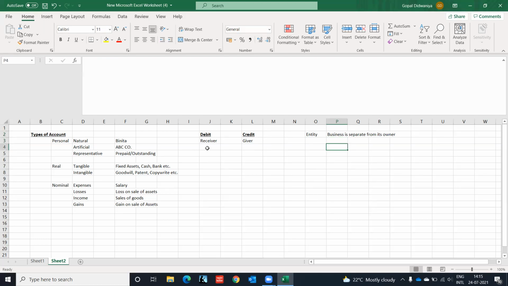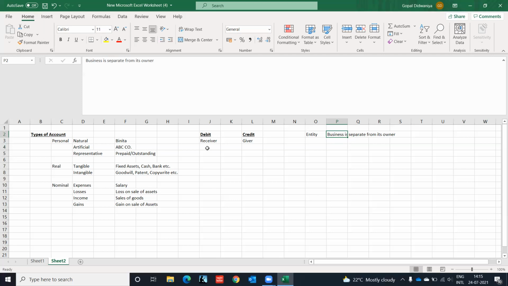You have to treat the business itself as another person, and the owner as another person. The owner is running the business, but the business is different. In the market, people will know the business, not the owner. So there is a large company, let's say Reliance Industries Limited.